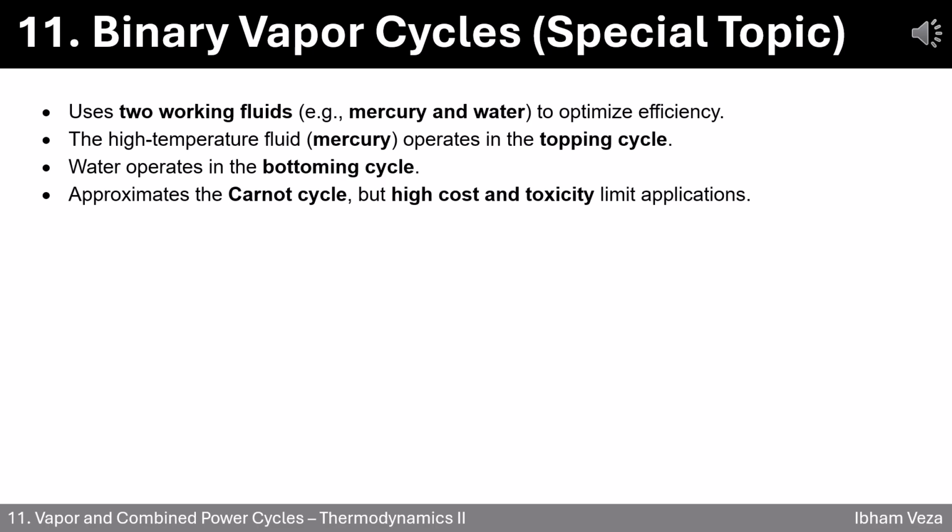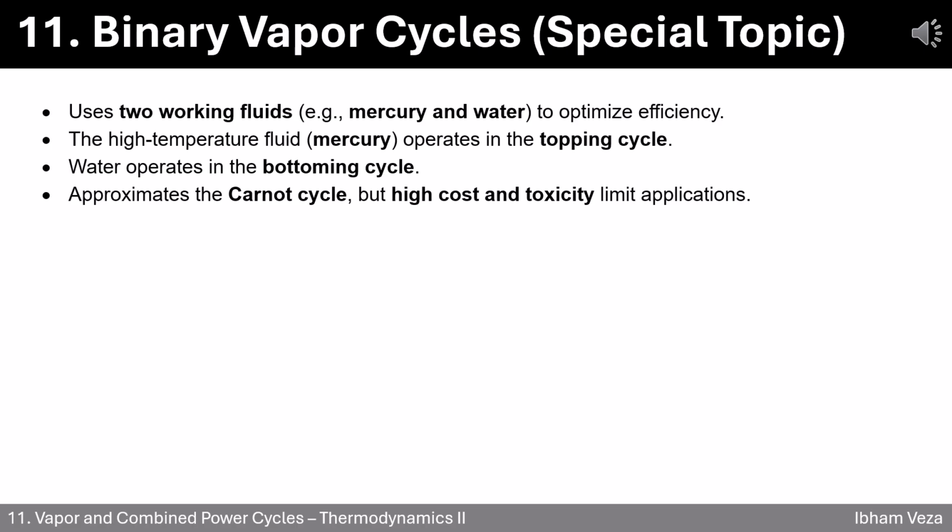11. Binary vapor cycles. Special topic. Let's end with a special topic: binary vapor cycles. These cycles use two different working fluids to boost efficiency. A common example is mercury and water. The high-temperature fluid, like mercury, runs in what's called the topping cycle. It extracts energy from high temperatures where it works efficiently.